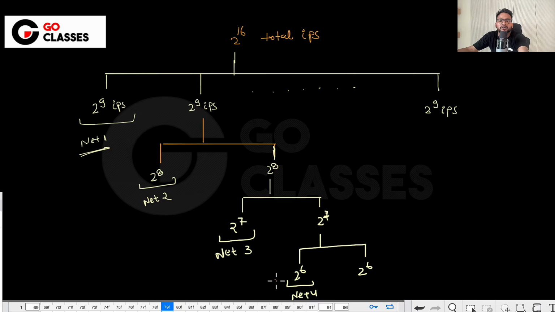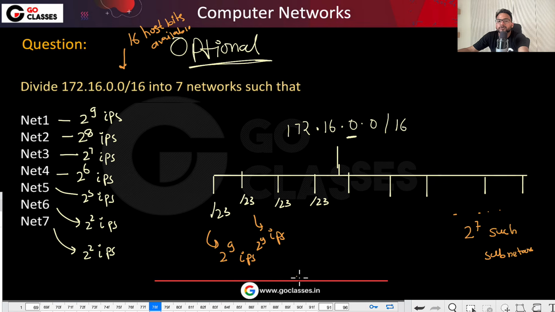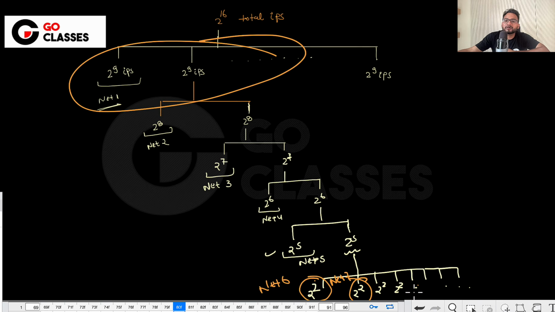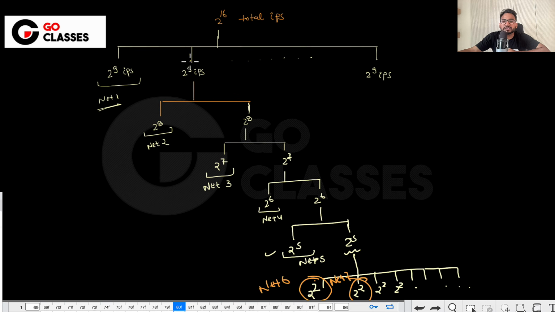Because network 6 just needs 2 power 2. And then network 7 also needs 2 power 2, so I can assign one of the blocks here to network 7. See, earlier I was assigning these 7, 8 big chunks to these networks. Now just 2 chunks are enough, and out of these 2 chunks also a few IPs, a few blocks are remaining. So smartly you can assign.